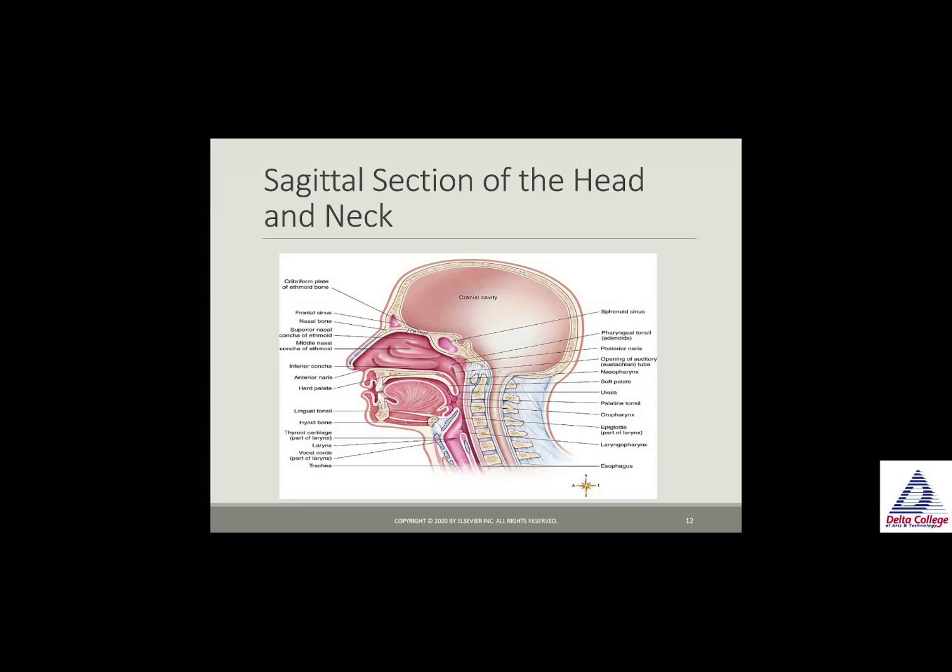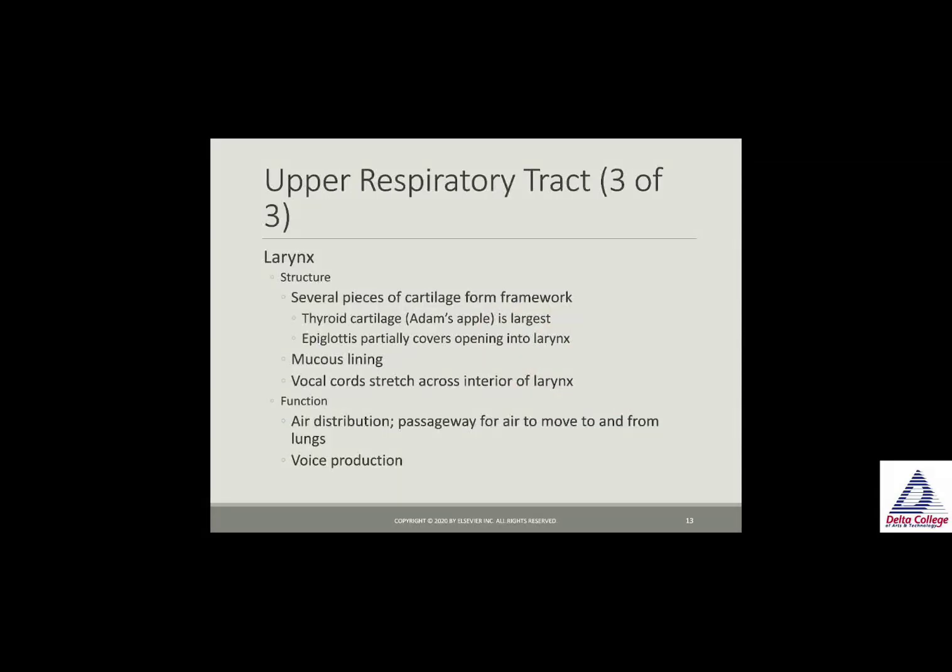Remember, the vocal cords are part of the larynx. The larynx has several pieces of cartilage that form a framework. The thyroid cartilage, or Adam's apple, is the largest. The epiglottis partially covers the opening into the larynx, and that's what protects the lungs. It closes off and protects the lungs from food and fluid.